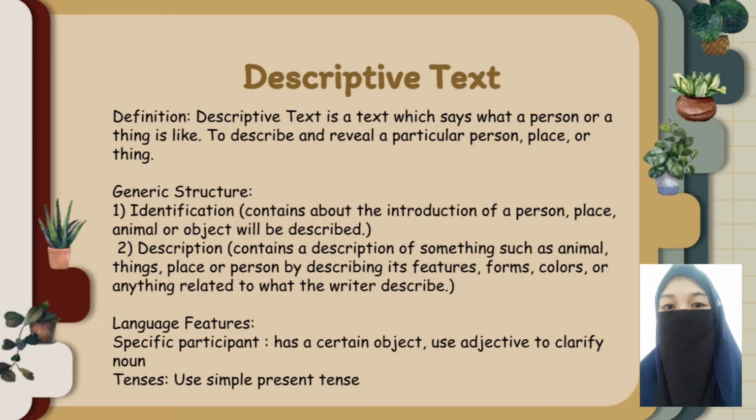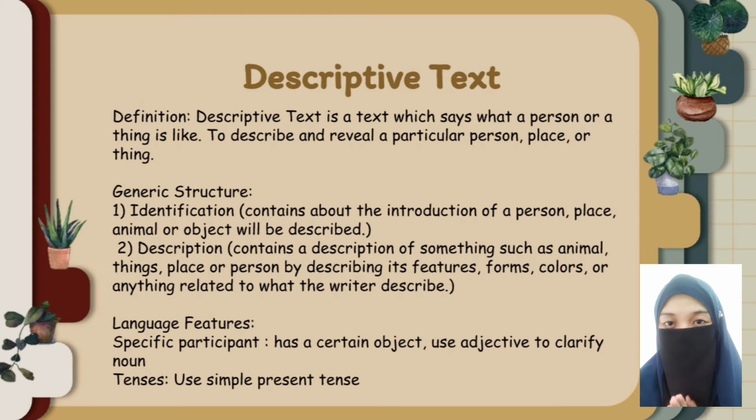The generic structure of descriptive text. When writing descriptive text, there is some generic structure for our writing to be true. The arrangement is first, the identification. And what is identification? Identification contains the introduction of a person, place, animal, or object that will be described, usually in the first paragraph. And then the second is description. Description contains a description of something such as an animal, thing, place, or person by describing the features, forms, color, or anything related to what the writer describes.